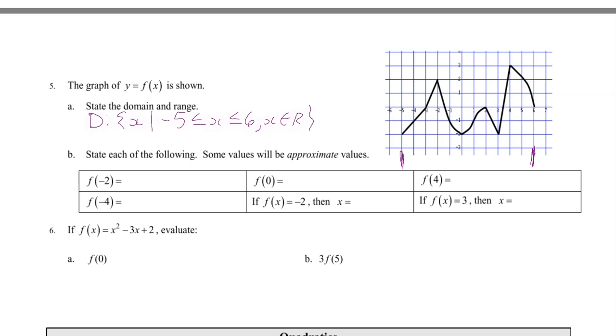Okay, what's the range? So where does the range go from to? -2 to 3, right? Okay, so you try writing out the range. How do you think that should look?